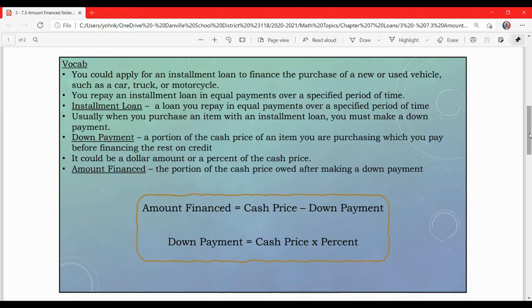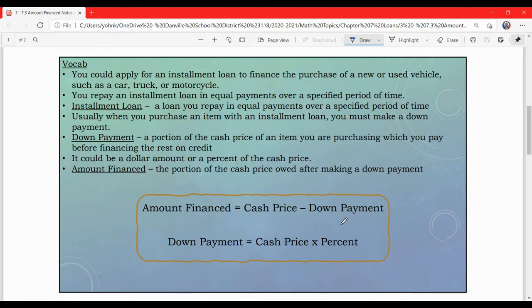So let's say you want to go buy a car, you might have to put $2,000 down as a down payment, and then whatever amount is left, you would finance and pay off over a specified number of payments over a specified number of years. The amount that you finance is the portion of the cash price owed after making that down payment. So if you know the exact amount of the down payment, you can find the amount financed by subtracting the down payment from the cash price.